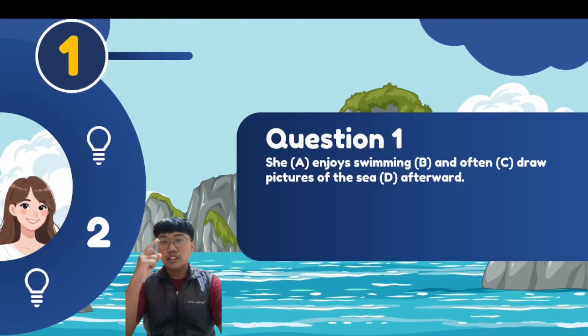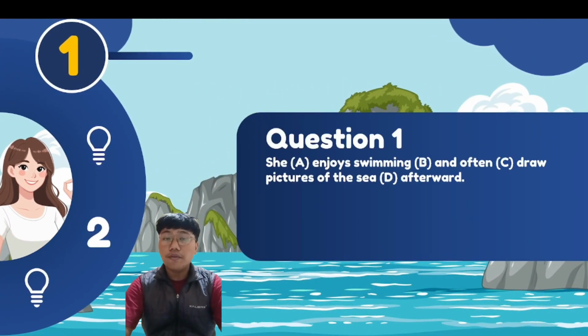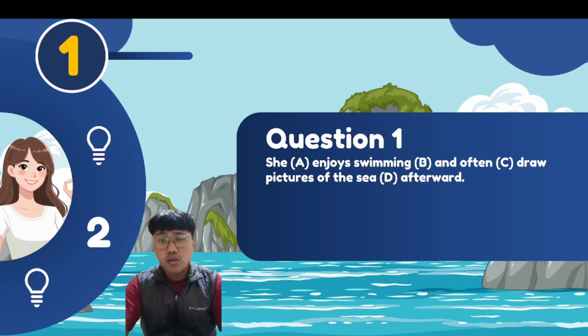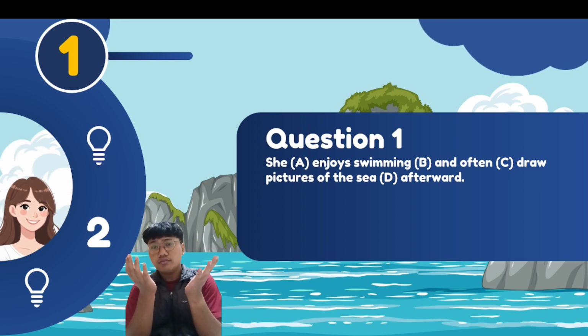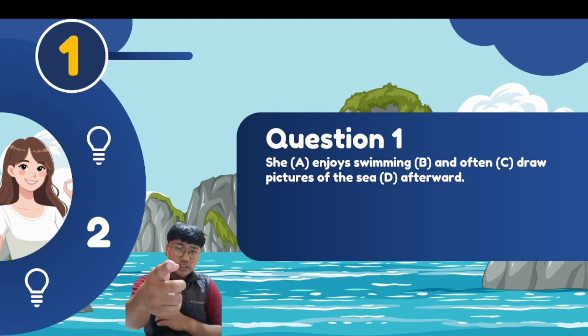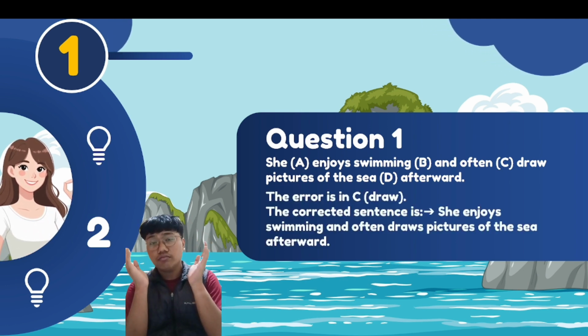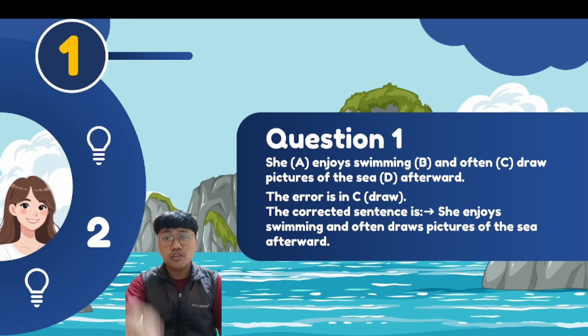Question number 1. She enjoys swimming and often draws pictures of the sea afterward. Which one do you think is the error? That's correct. The error is in C. But why is that? Let's take a look.